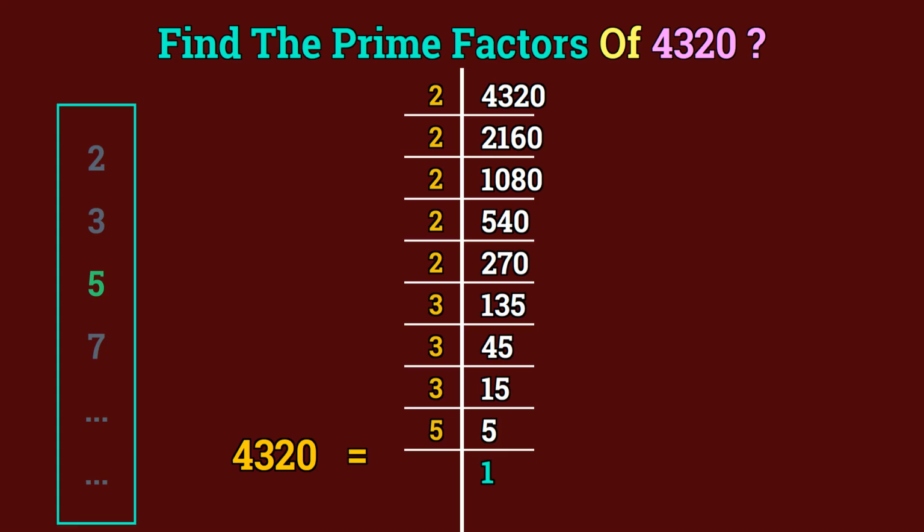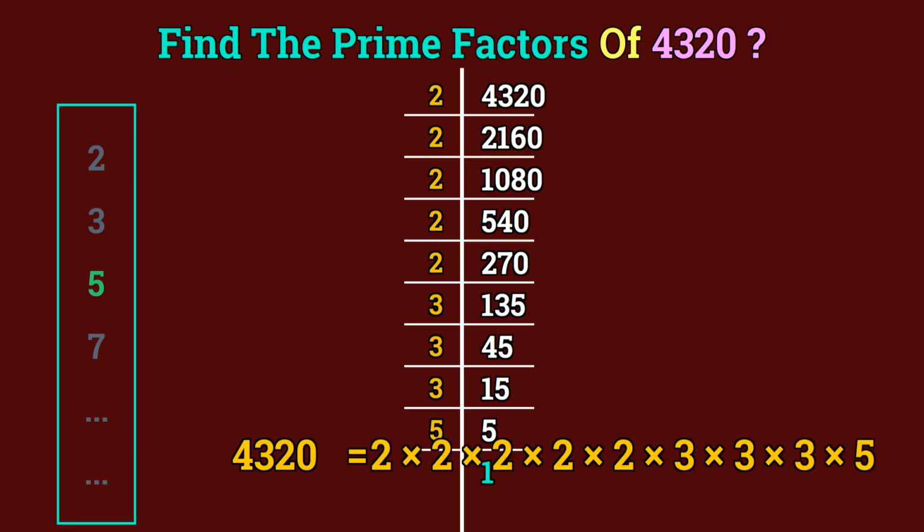The prime factors for 4320 are 2 times 2 times 2 times 2 times 2 times 3 times 3 times 3 times 5, which can be written as 2 to the power 5 times 3 to the power 3 times 5. And these were the whole prime factors for this number.